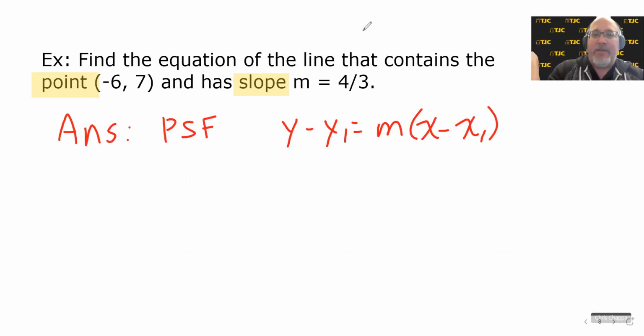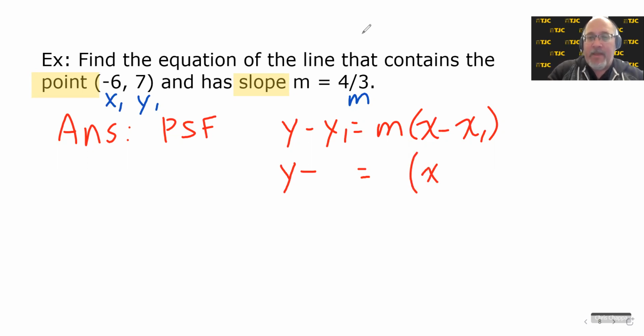And I recommend literally labeling m is 4/3, x1, that's the x we were given, and y1, the y that we were given, before substituting them into the equation. Now I'm going to write point slope form, but I'm going to take out every letter that's going to be replaced. So the y1, the m, and the x1.